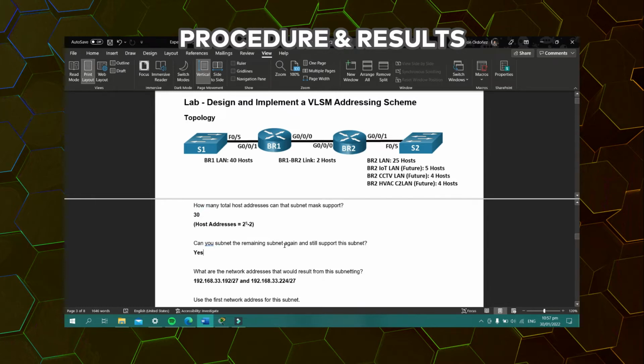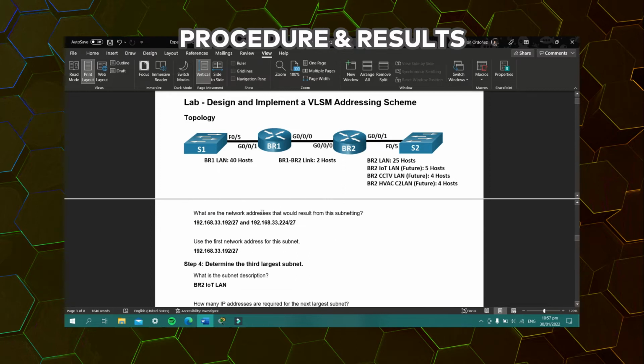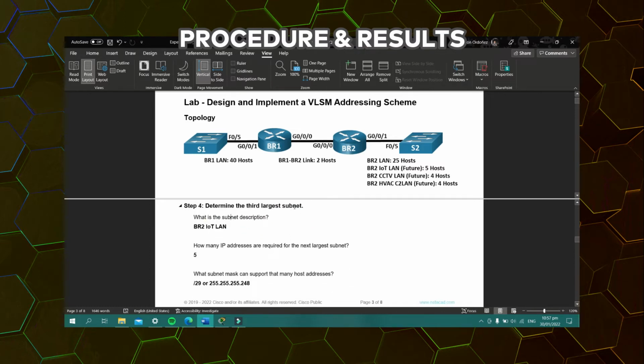Next, can you subnet the remaining subnet again and still support this subnet? The answer is yes. What are the network addresses that would result from the subnetting? Again, this is gained from the IP address calculator. 192.168.33.192/27 and 192.168.33.224/27. Use the first network address for the subnet. So, there. Next, determine the third largest subnet.